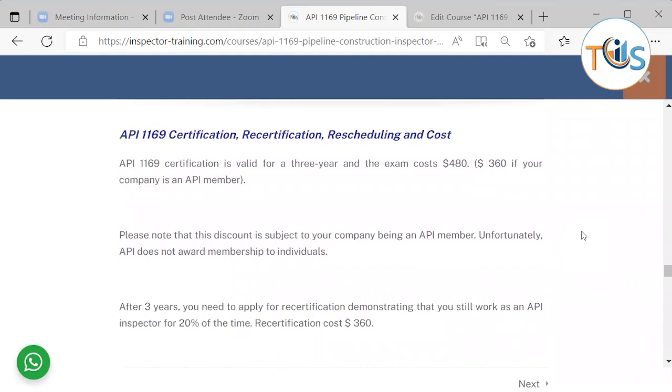API certification, recertification, rescheduling, and cost. The initial certification is valid for 3 years and costs $480, or $360 if your company is an API member. API does not give individual membership. It should be only the company you're working for.